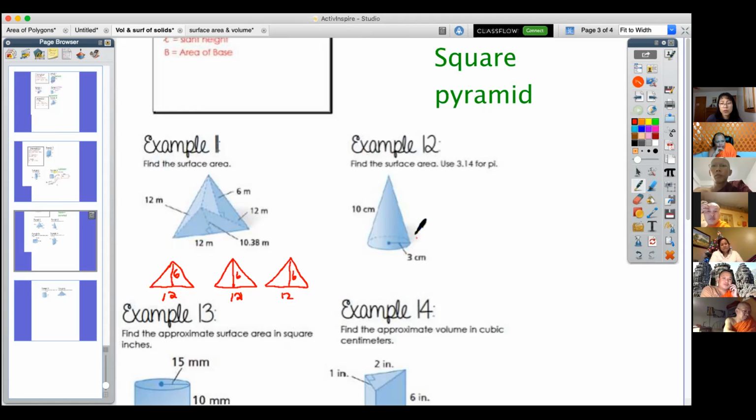Now I help you open this one. This one is a triangle, circular prism, but they call it a cone.